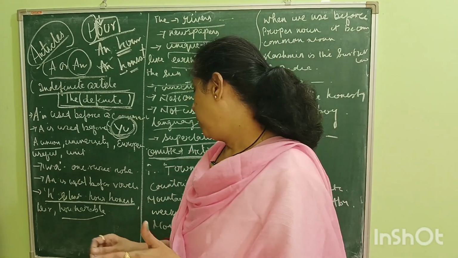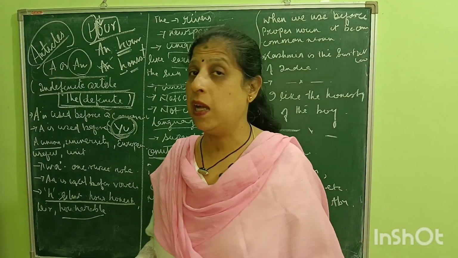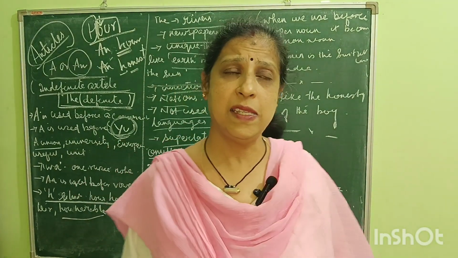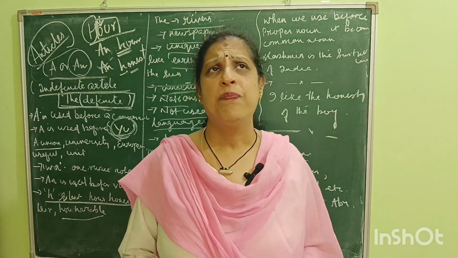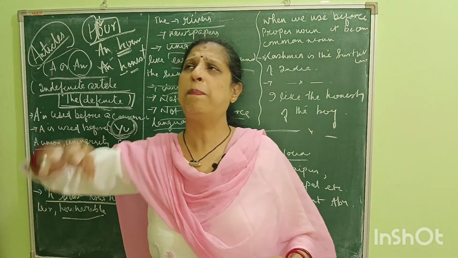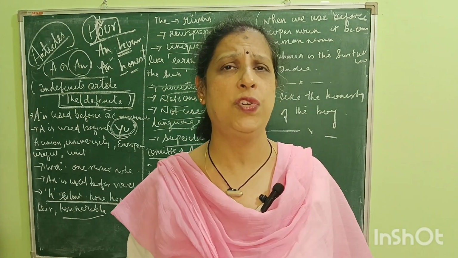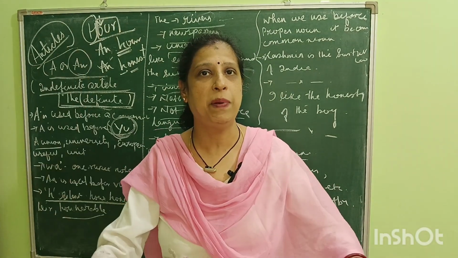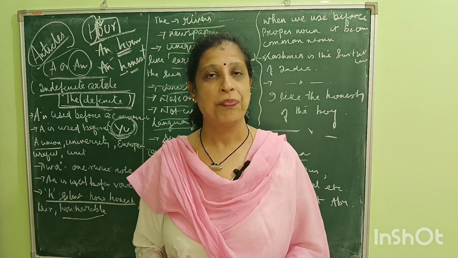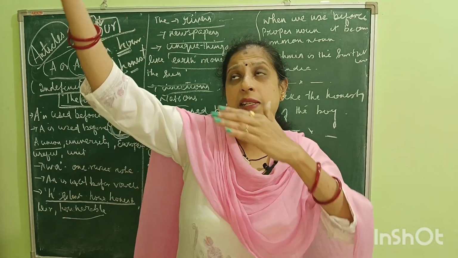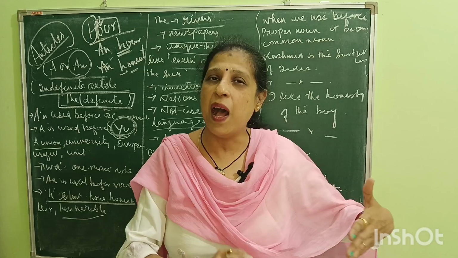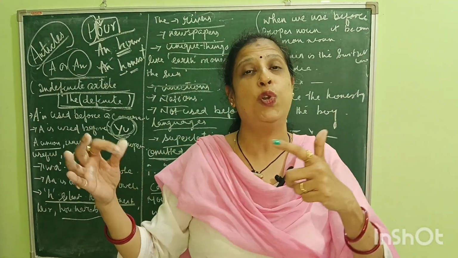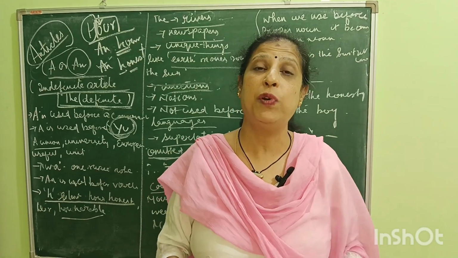Okay. Now we can also omit articles before the names of countries. That is, we do not say the India or the Pakistan is the neighboring country of India. We cannot say like this. We say Pakistan is the neighboring country of India. Okay, so India, Pakistan, Nepal, these are all countries, and here we do not use the before the names of the countries.